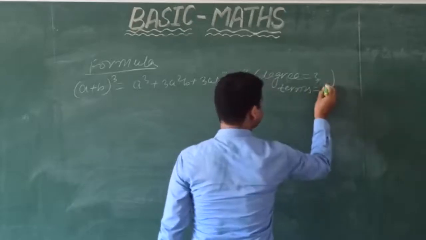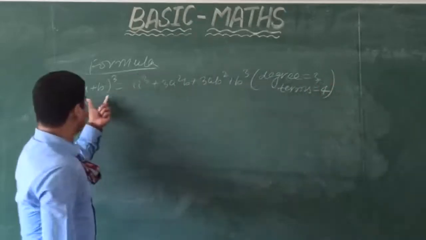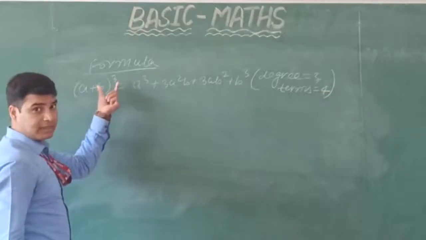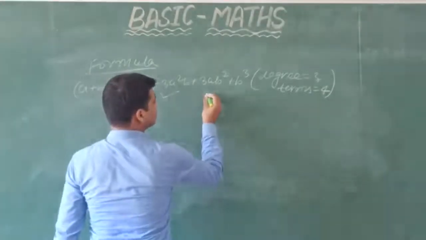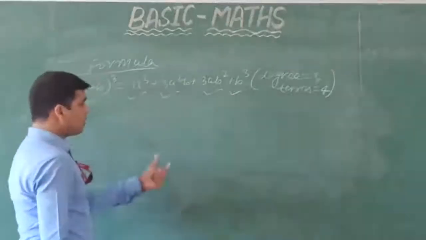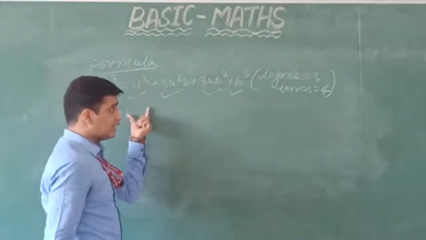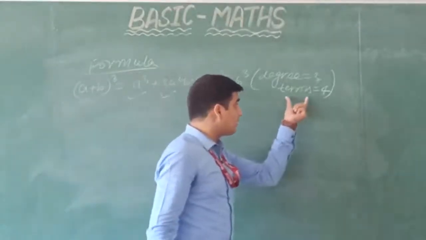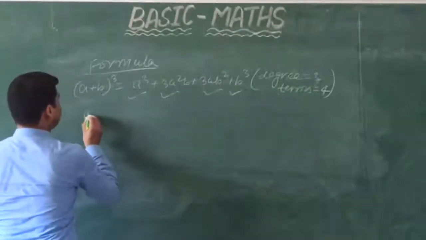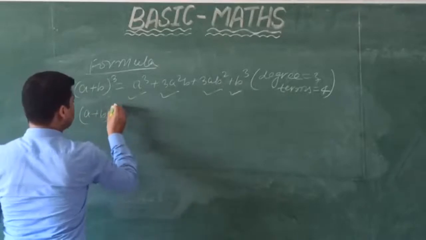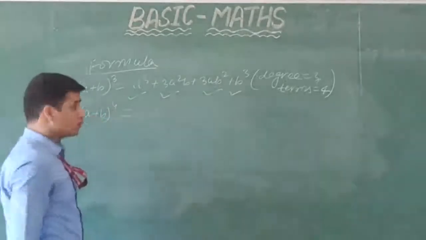How? See this here. What is the degree of this a plus b whole cube? 3, meaning the power of this is 3. So here how many terms? 1, 2, 3 and 4. Okay, so from here you can say that the number of terms is always 1 more than the degree. If degree is 3, terms are 4. Suppose I am taking a plus b raised to the 4. So what is the degree of this here? 4. So terms will be 5.